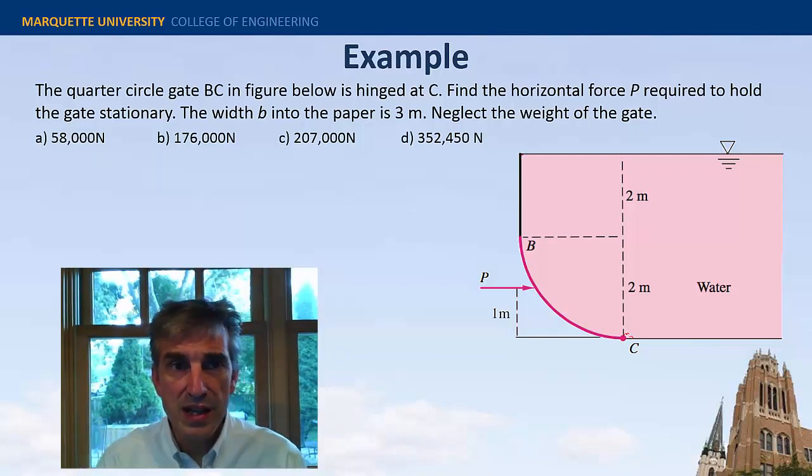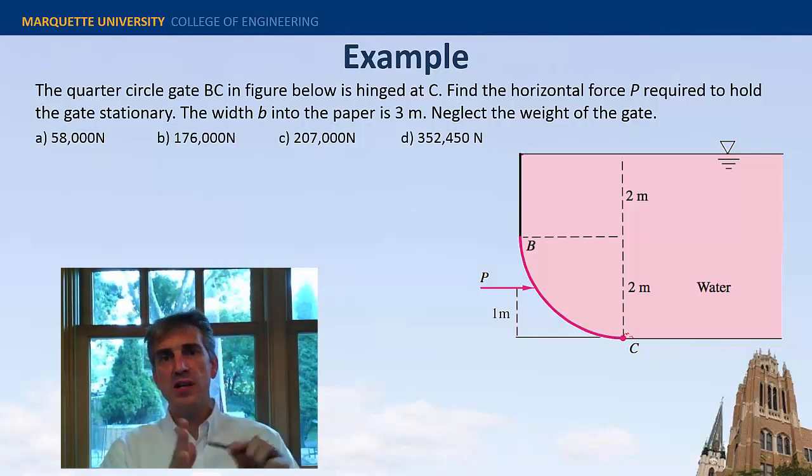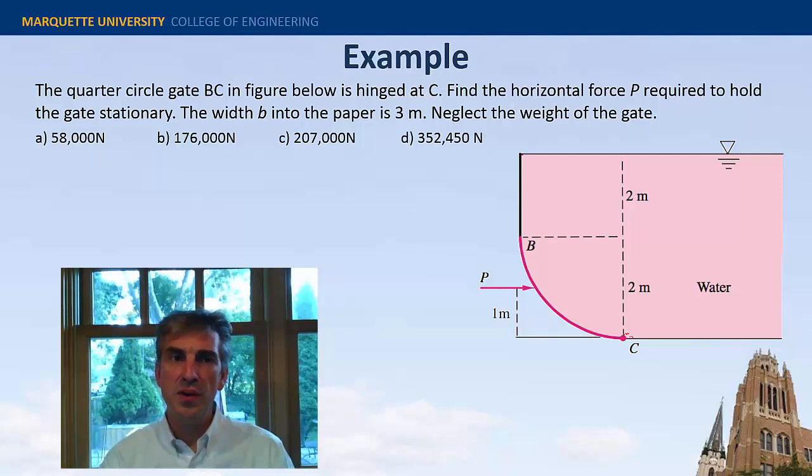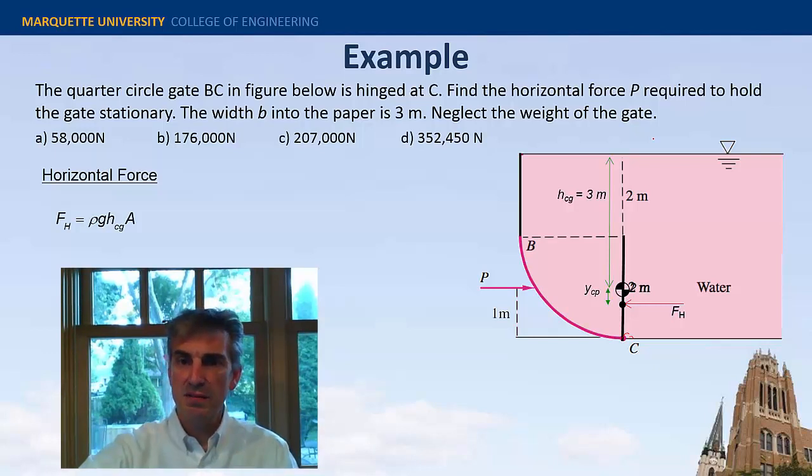A quarter circle gate CB extends into the page and is hinged at C. Find the horizontal force P required to hold the gate stationary. The width into the board is B, which is 3 meters. Neglect the weight of the gate. All right, so we could start this by breaking it up into its components. The first one being the horizontal force.